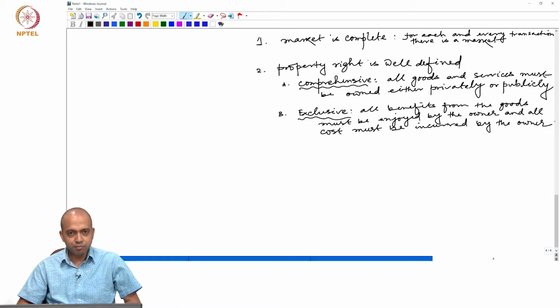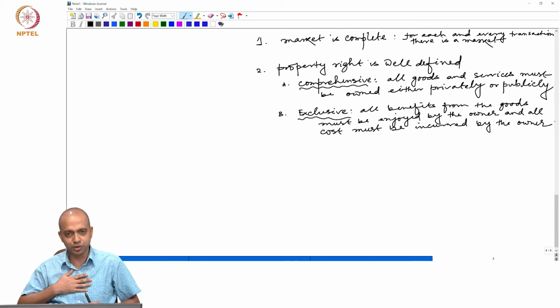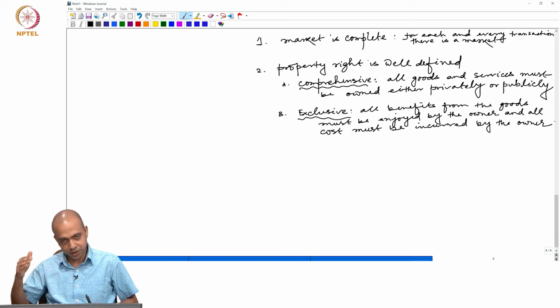Suppose I am playing a music system in my room. Okay? I paid, I am enjoying the music, but who is staying nearby my room, that fellow is also enjoying the music, for which he is not paying me anything. So even though I am the owner of the music system, all the benefits are not enjoyed by the owner, rather it is enjoyed by someone else also, for which he is not paying me anything.